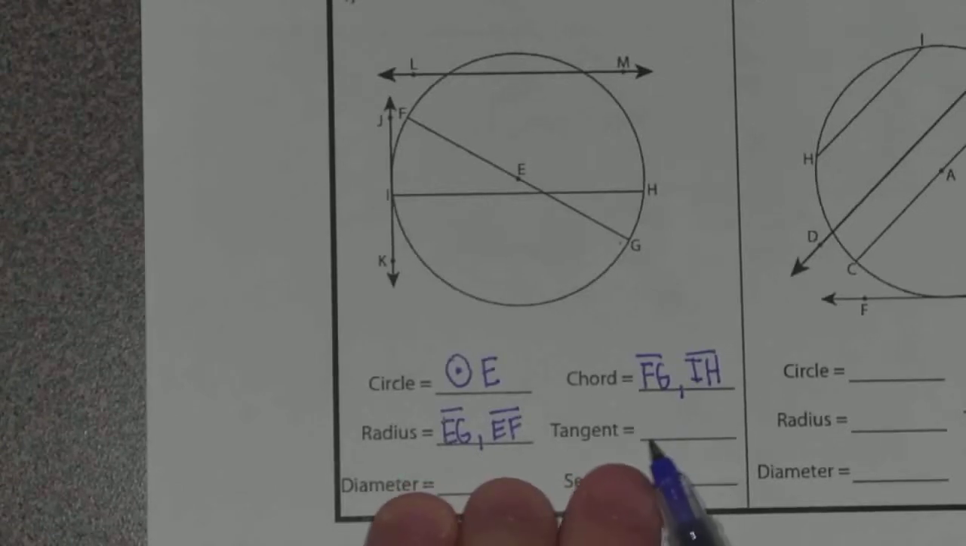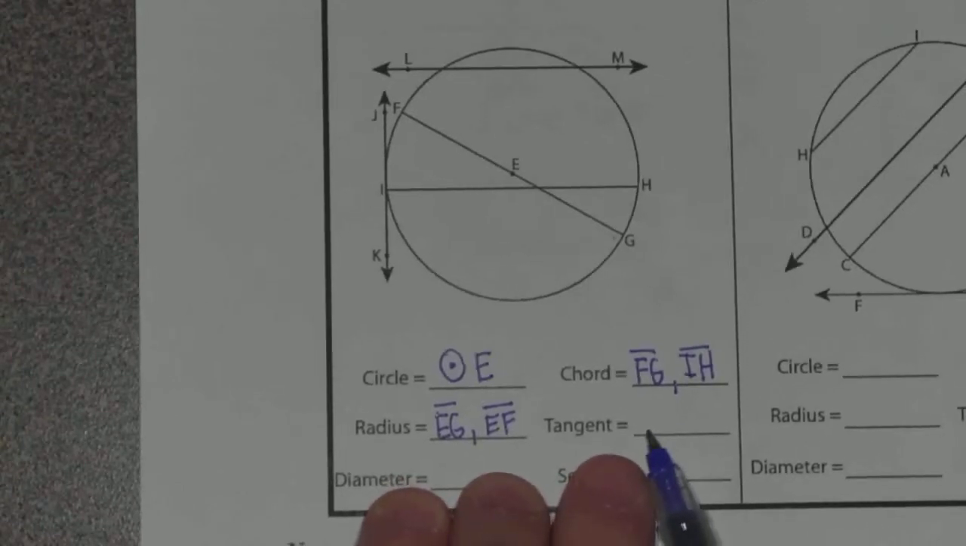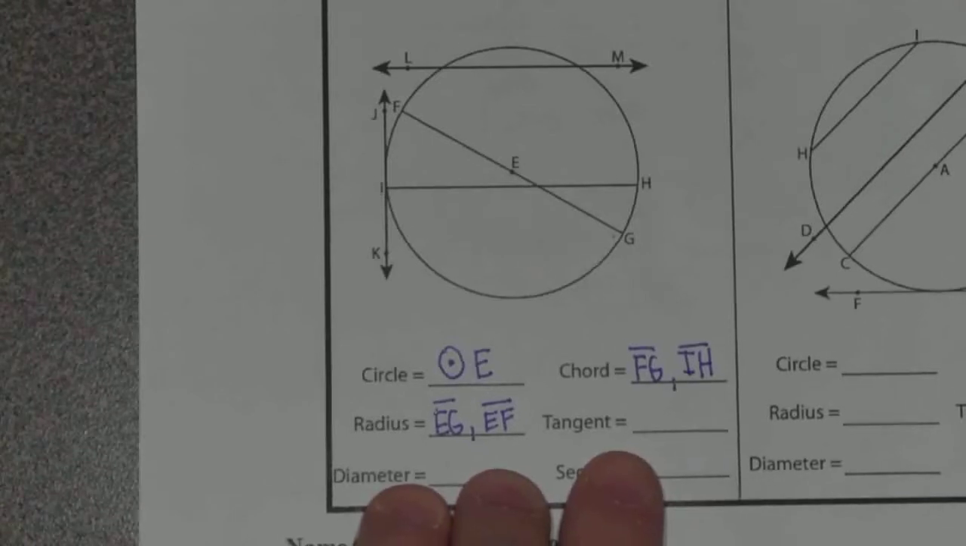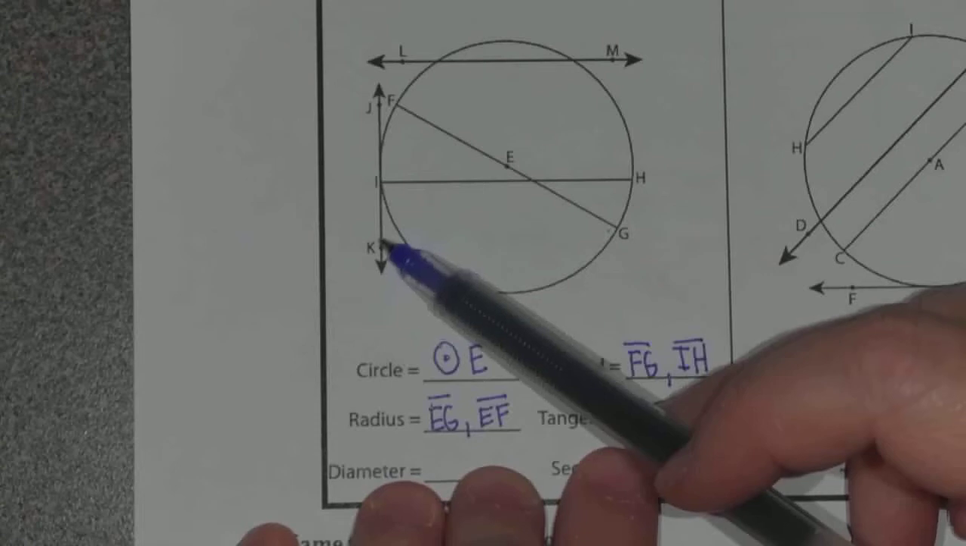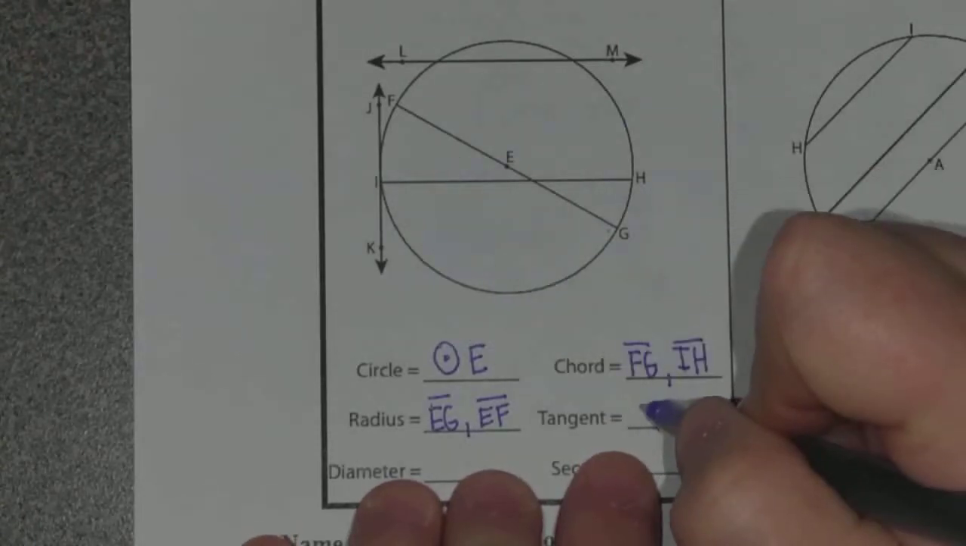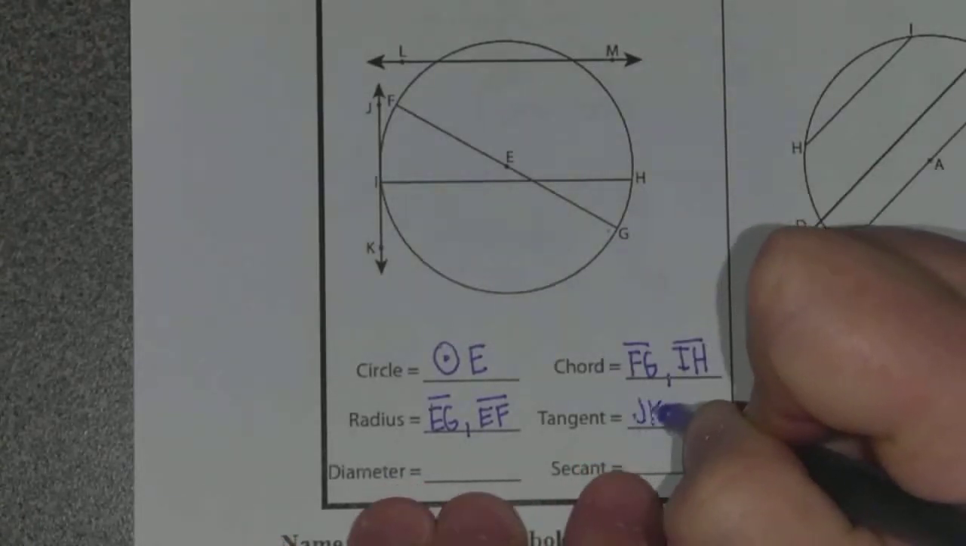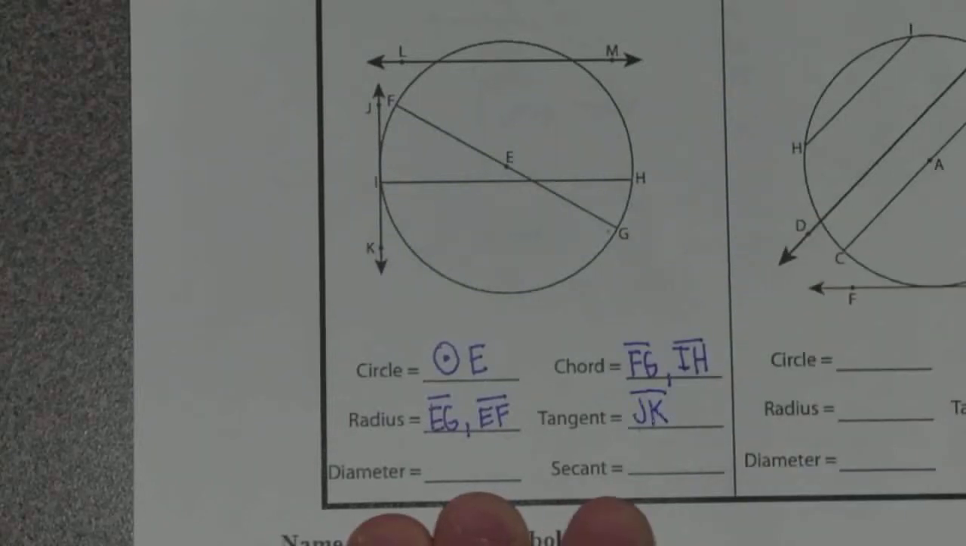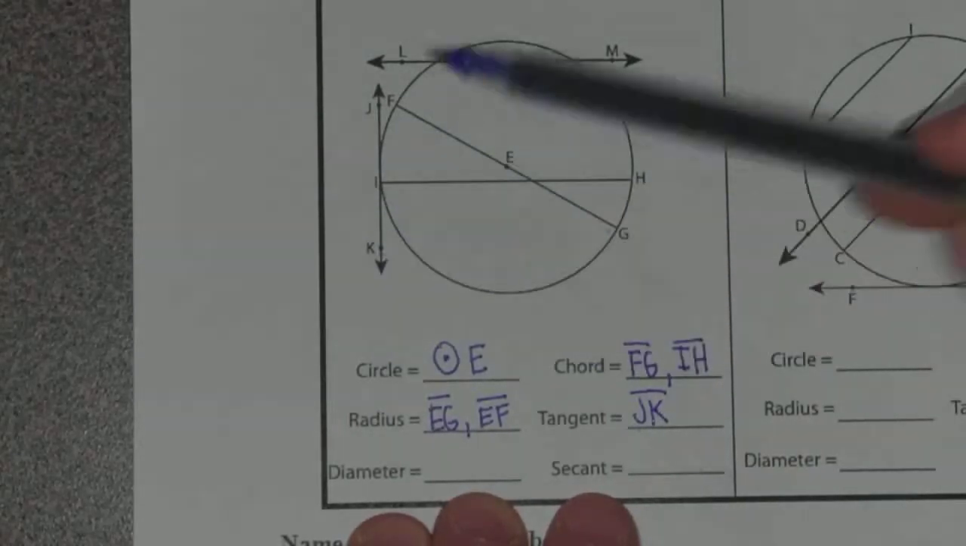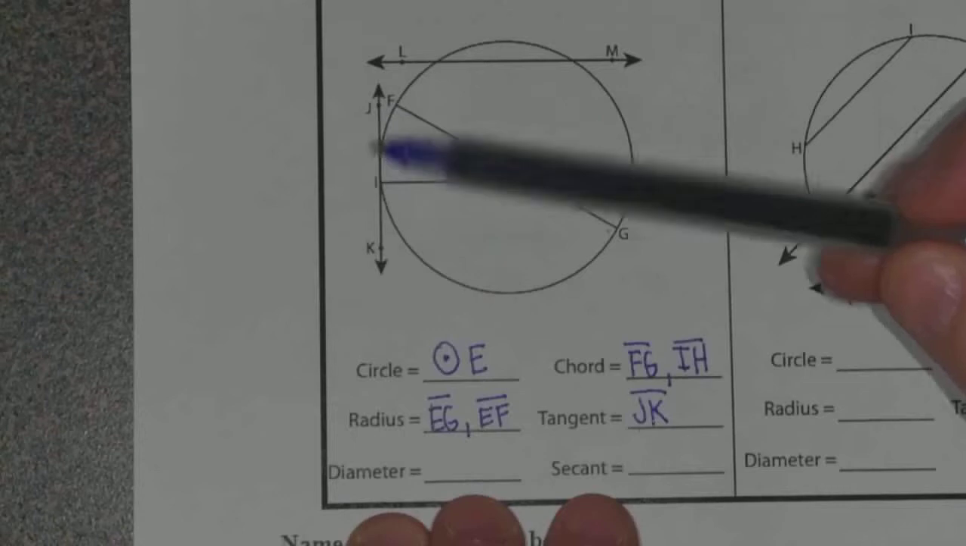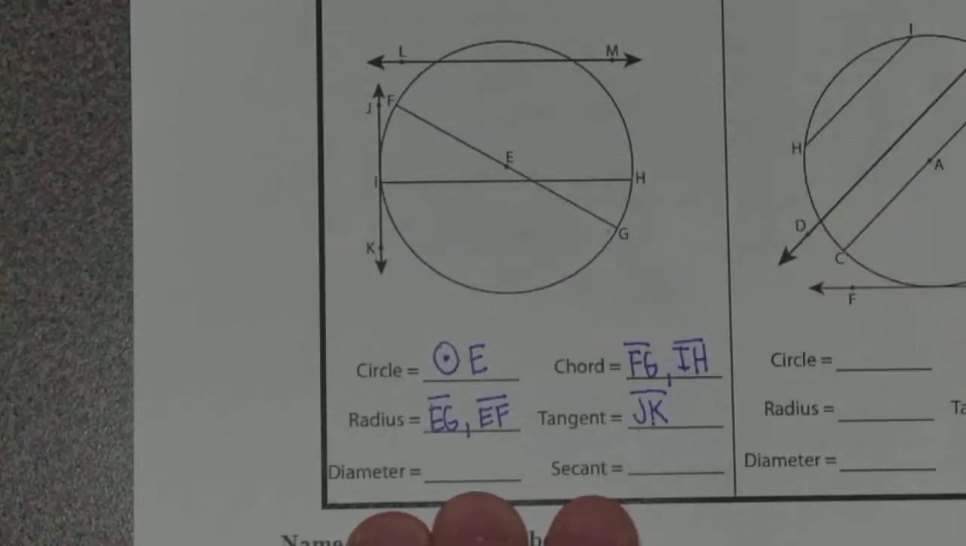Okay, a tangent. Anybody remember what I said a tangent was? It touches the edge of the circle once on the outside, right? So what's my tangent line going to be called? JK. And if you wanted to call it by more than 2 letters, you could, but J to K does it for me, or KJ would have been fine.